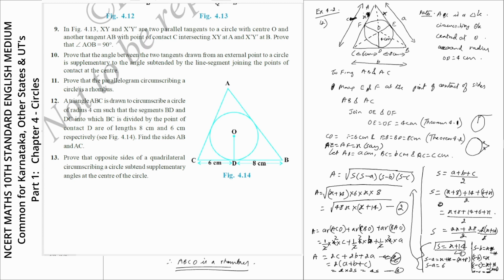From the perimeter formula, you can see half of the perimeter is given by S. S is equal to (A plus B plus C) by 2. Therefore, A plus B plus C is equal to 2S. That one I have substituted here. So 2 into 2S is equal to 4S, I'll get. Now I will equate 2 and 3.